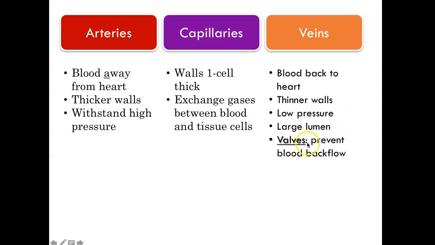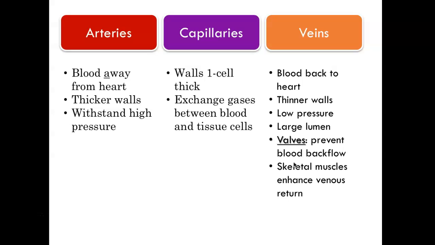And there's valves in veins to prevent blood backflow, because if you think about it, blood's pushed from the heart down to the bottom of your feet, and then it has to come back up. So that makes sense that if it's coming back up to the heart and then to the lungs, that it has to have valves to prevent backflow. And then skeletal muscles are going to enhance venous return, so there has to be some help to get the blood back up. And so the skeletal muscles are actually going to help with that, which is pretty cool.